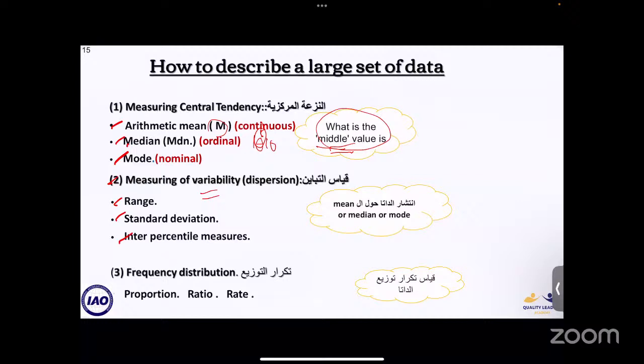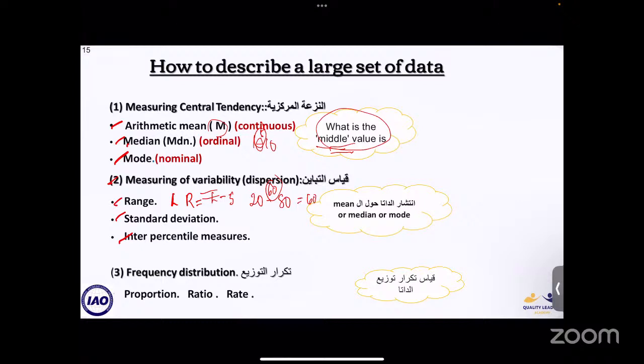For the range, this is the difference between the largest and smallest value. So the largest minus the smallest value. For example, if the age ranges from 20 to 80 years old, the range is 60. Very good. So the answer is 60.